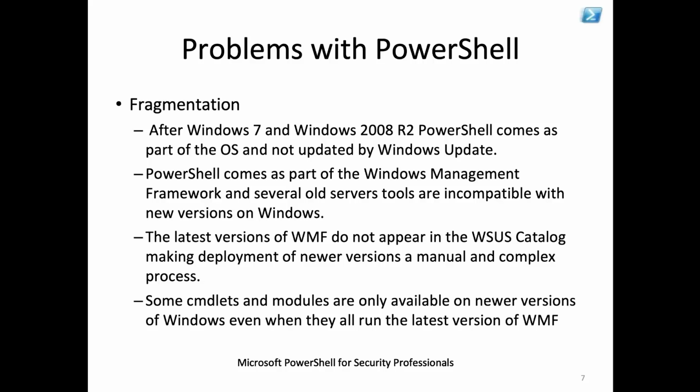For example, let's say you were running a bunch of SQL and SharePoint servers and they were not up to date, and you decided to push the latest version of PowerShell to all of those hosts. It would actually break some of those products. So you actually had to take some time. That is one of the reasons that you won't see the Windows Management Framework appear inside of the WSUS catalog. It is to prevent people from shooting themselves in the foot and disabling stuff.